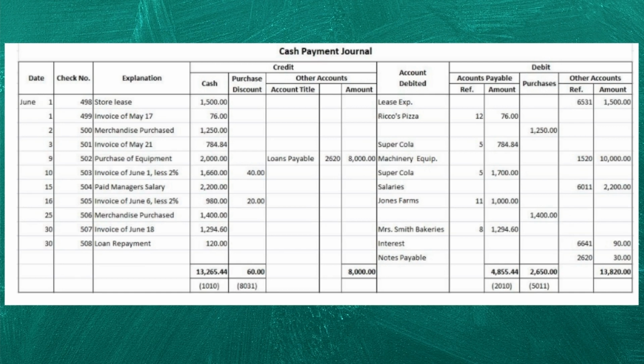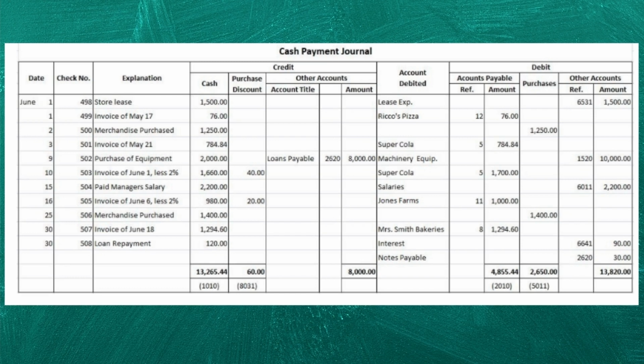Then cash payment journal is a book used to record all payments made in cash, such as for accounts payable, merchandise purchases, and operating expenses, also termed cash disbursement journal. The cash payment journal is used to record the cash disbursements made by check, including payments on account, payments for cash merchandise purchases, payments for various expenses, and other loan payments. A typical cash payment journal is shown in the example.